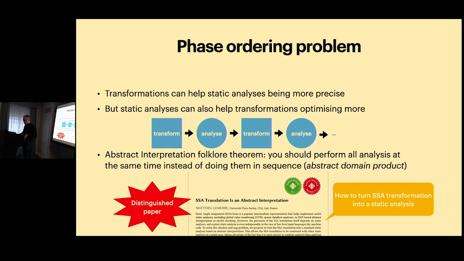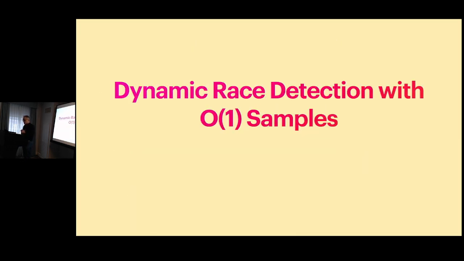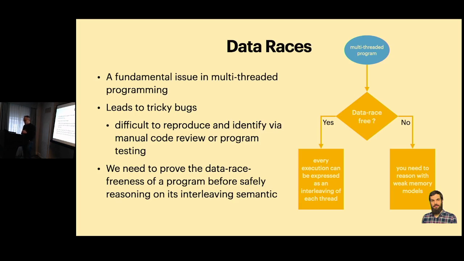That's the first paper. The second one is about data races. Okay, what are data races? Well, you heard about it a bit yesterday. It's a fundamental issue in multi-threaded programming. It leads to tricky bugs, very difficult to reproduce, to test.